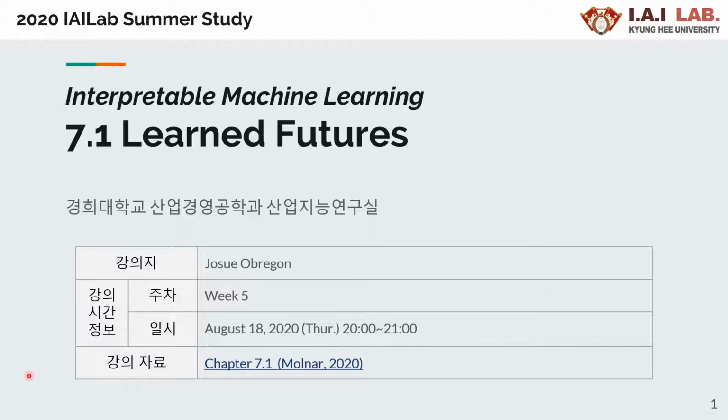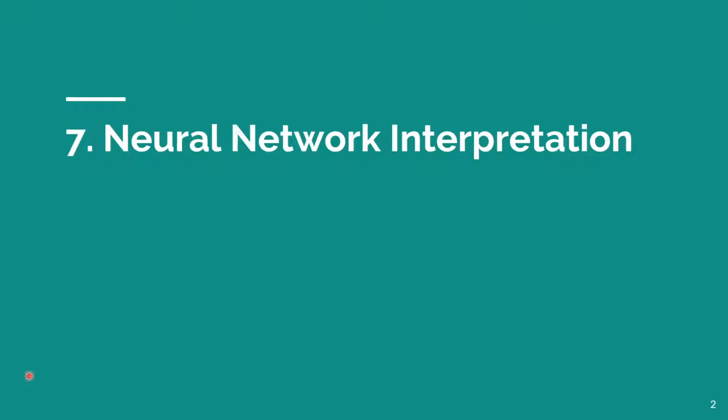Today, I will present Chapter 7.1 from the Interpretable Machine Learning book by Christoph Molnar. This chapter introduces methods for learning features from neural networks. So far, we studied intrinsic interpretation models, model-agnostic methods, and example-based explanations. However, this chapter is focused on neural network interpretation.